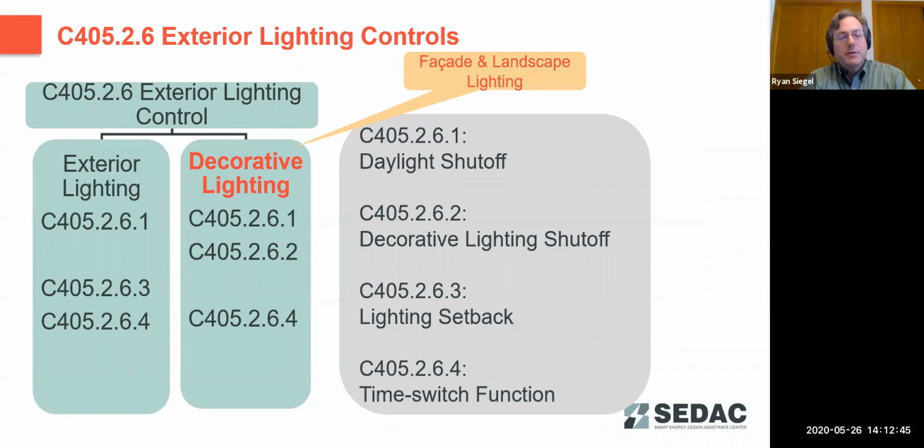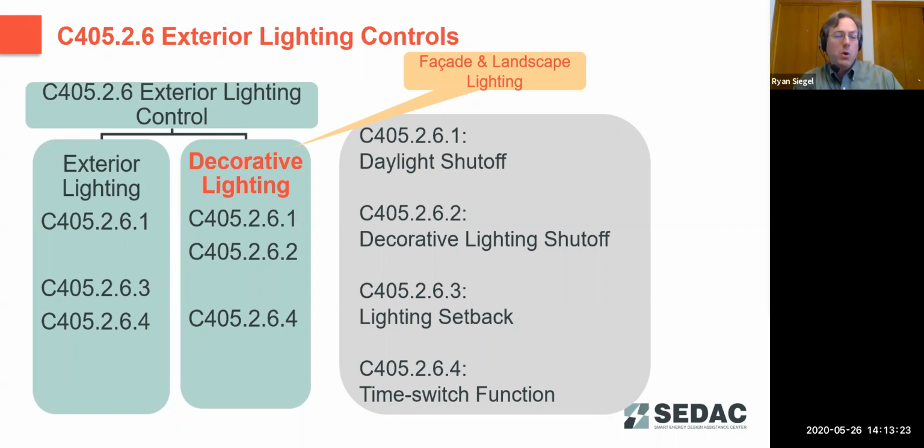Exterior lighting controls. Here we break it into two segments. One is general exterior lighting, and the second is decorative. The decorative being facade and landscape lighting. So for both exterior and decorative, we have to have daylight shutoff. So we have to have a photocell or some other means to identify, do I have enough ambient light that the exterior lighting is not adding benefit. The other thing that they both must have is a time switch functionality or occupant sensing functionality.